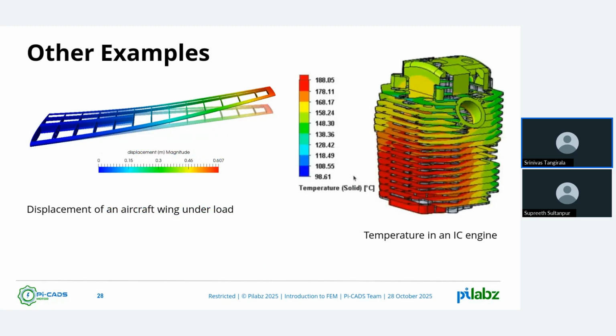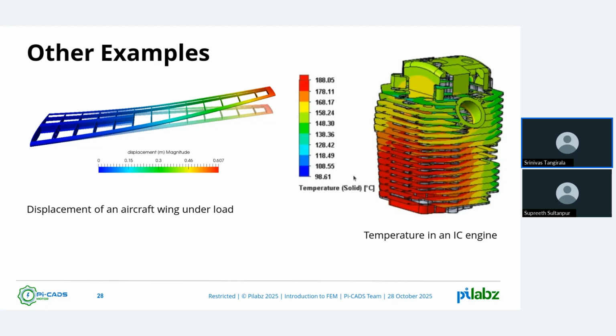Another example I want to show in 3D is the displacement of an aircraft wing under load. Like Supreet mentioned about the beam, the plate, you fix the plate on one end, on the other end you apply the load and you see the deflection. Similarly for an aircraft wing, it's a different geometry, right? It tapers down. It is wider at one end, thinner at the other end. So you can simulate this also.